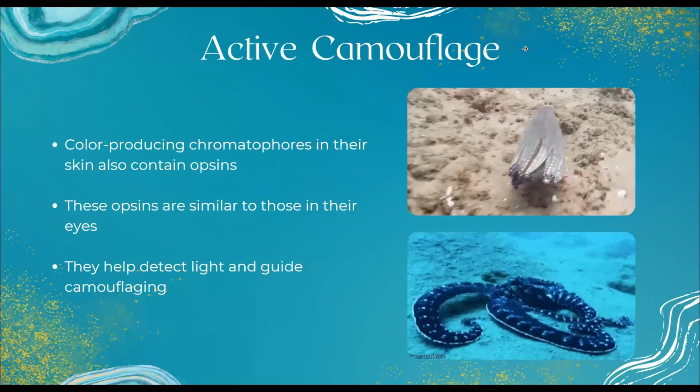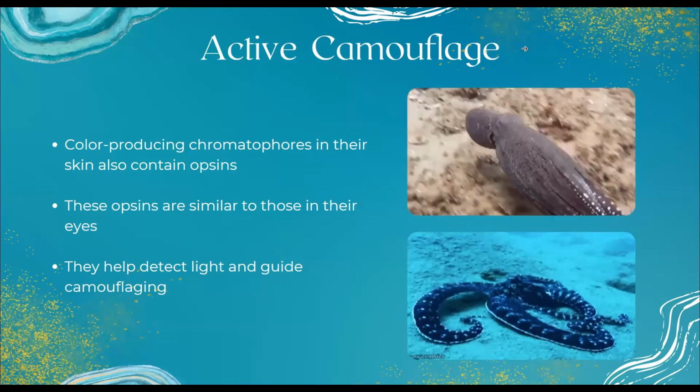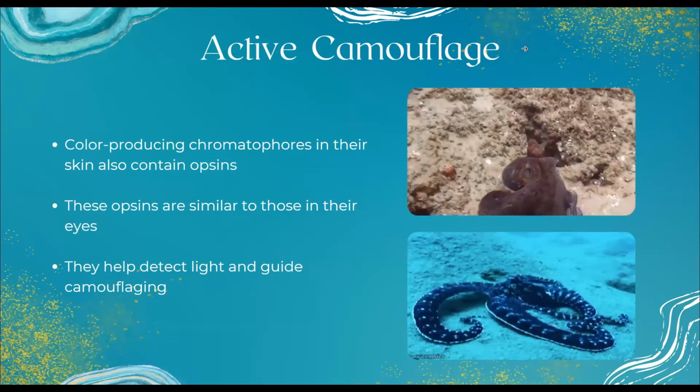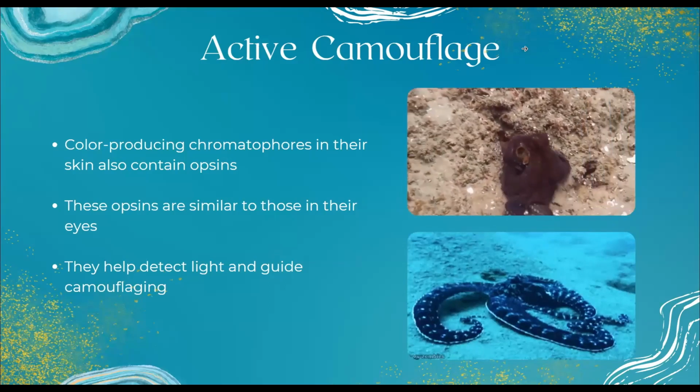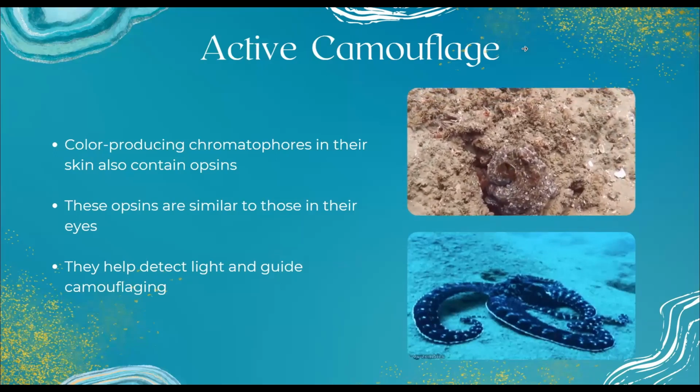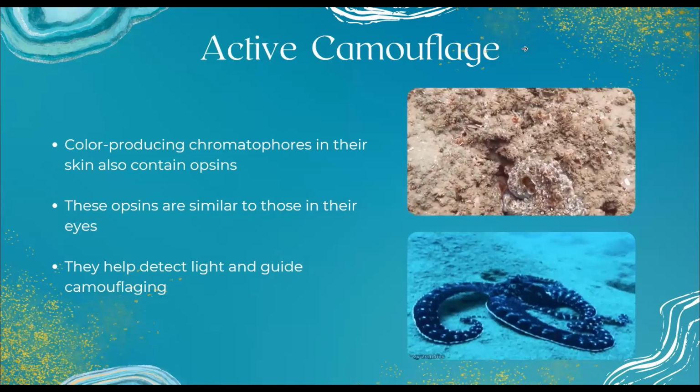In addition to the eyes, octopus skin is also an active part of the visual system. It contains chromatophores which contain a photopigment very similar to the rhodopsin in the retina. The skin's light sensitivity could help them discriminate between bright and dark environments, helping guide the color of their camouflage.